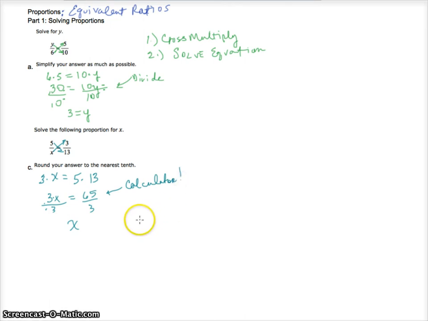65 divided by 3 equals 21.666 repeating. It says to round to the nearest tenth. It'll tell me my rounding point. Remember that tenth digit is right here. So I'm going to round it to the nearest tenth. That gives me x is equal to 21.7. So just remember that you need to cross multiply, and after you've cross multiplied, that you need to round properly. Good luck.